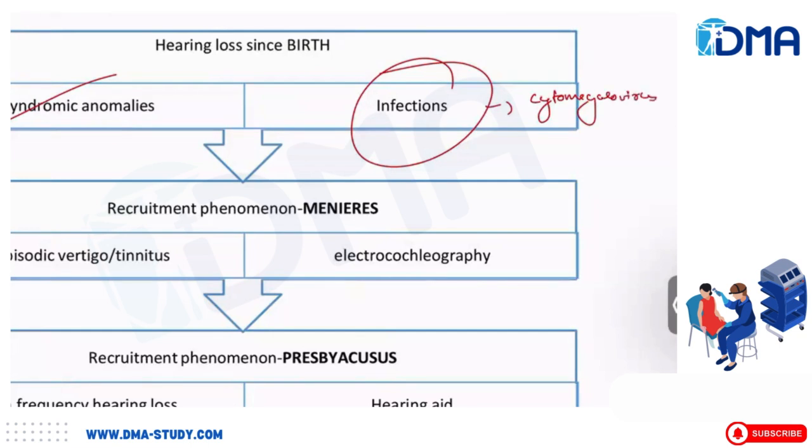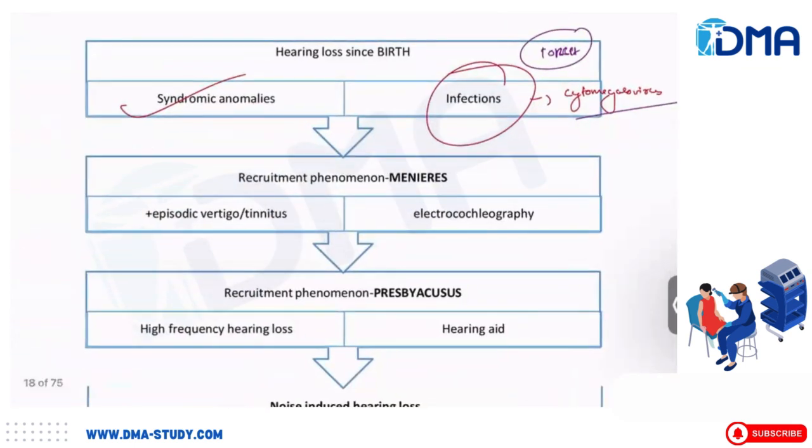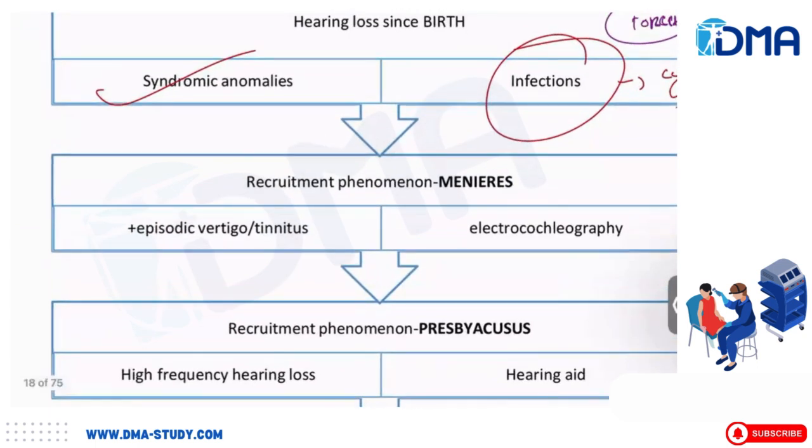So TORCH complex, let's say you don't know: toxoplasma, rubella, cytomegalovirus, herpes. Similarly, you have to see the TORCH complex. If the mother is having TORCH complex positive for any of these diseases, that disease affecting the fetus can result in sensorineural hearing loss. So a child coming to you with these many things, you should first rule out these things.